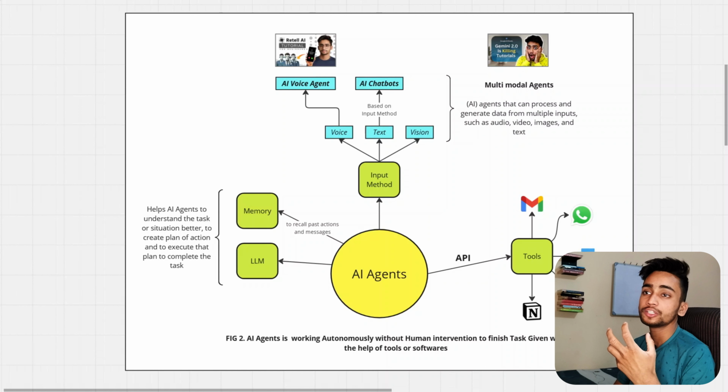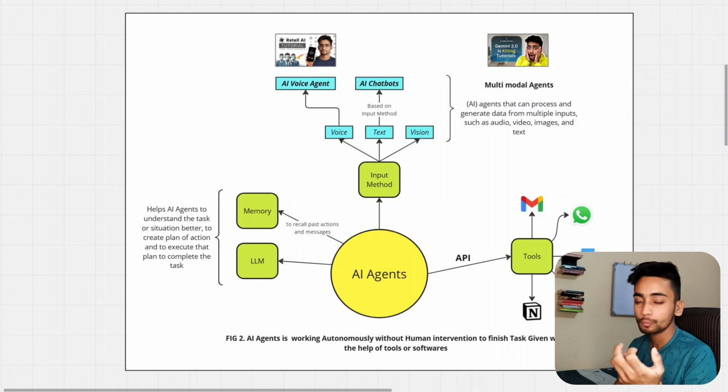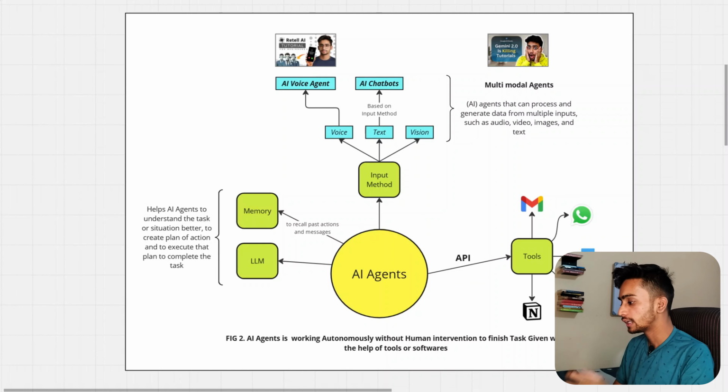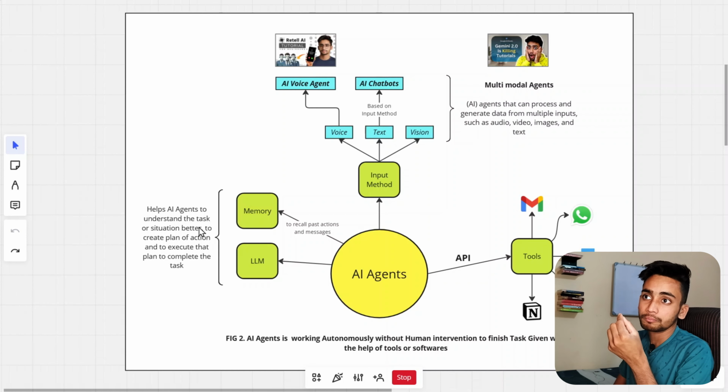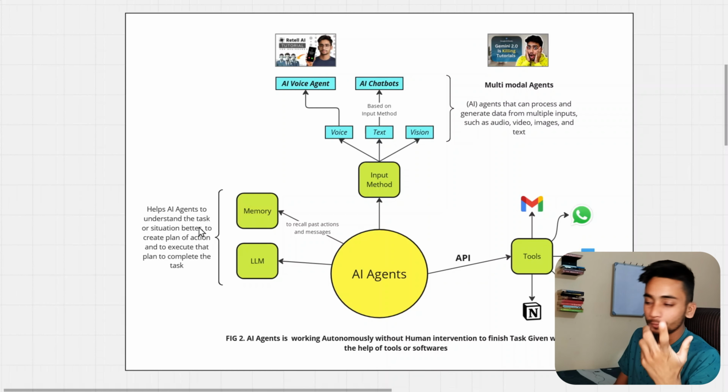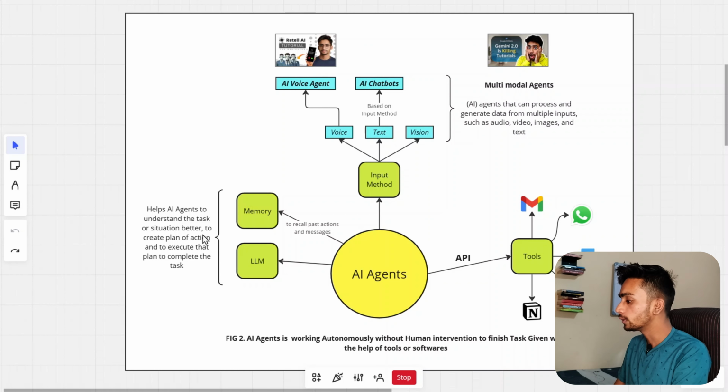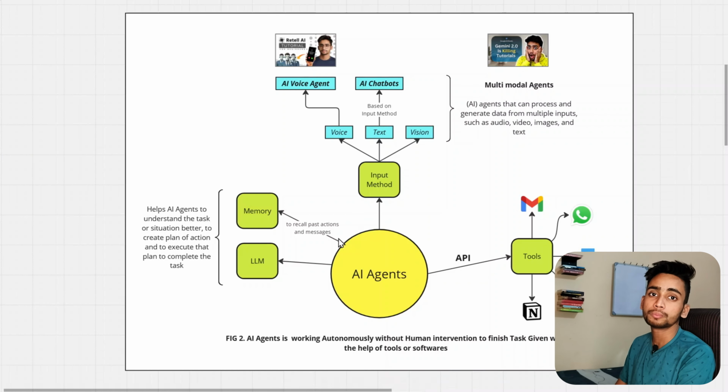LLM can understand human language, natural language, and you can give inputs in natural language. So you can see both this memory and LLM help AI agents to understand the task or situation better, which is the first box to be a perfect computer. And then they can help to create a plan of actions and execute those plans to complete the task. So in this way, the whole AI agent can work autonomously without human intervention.